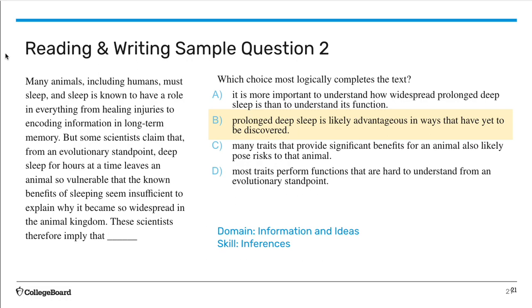evolutionary standpoint. Choice A is incorrect because the passage suggests that the extent of deep, prolonged sleep among animal species is well understood by scientists, and that the real question for scientists is why so many animal species engage in deep, prolonged sleep. Choice C is incorrect because the passage offers no evidence that any trait other than deep prolonged sleep poses both benefits and risks for animal species. Choice D is incorrect because the passage offers no evidence that any trait other than deep prolonged sleep has one or more functions that are hard for scientists to understand.